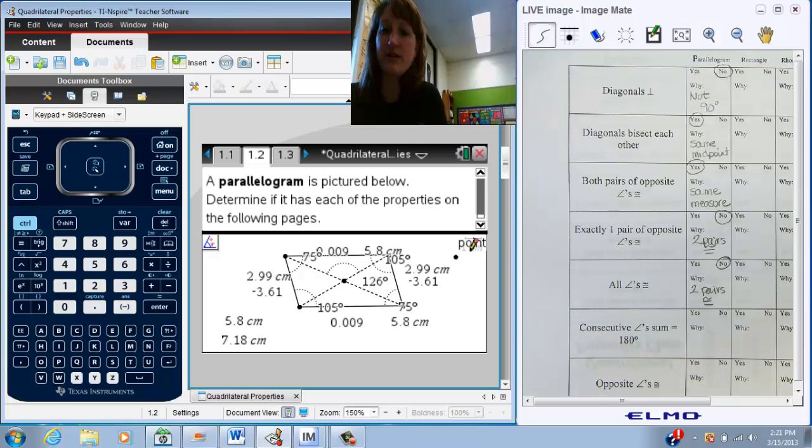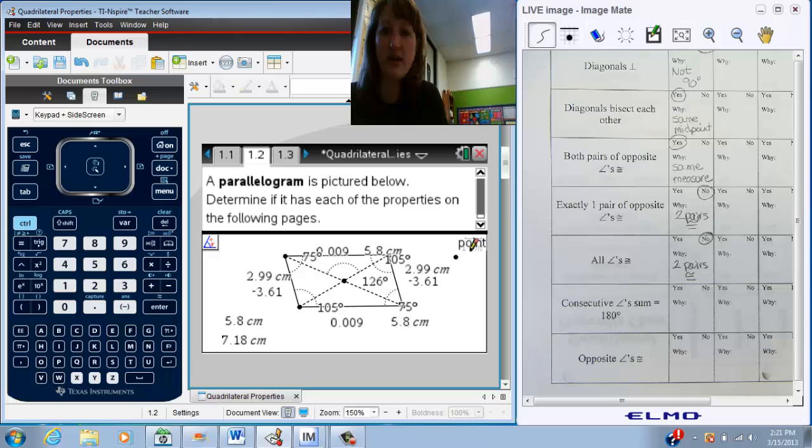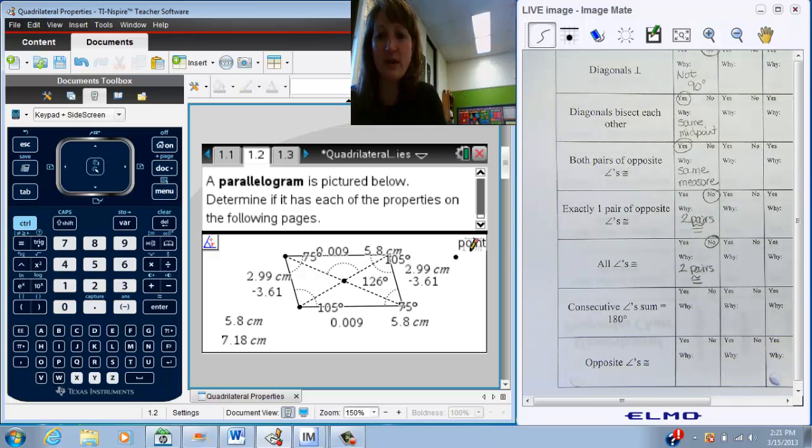The next one, do consecutive angles have a sum of 180 degrees? Now, consecutive angles means that they're angles that are next to each other. So if you pick any two angles that are next to each other, not across from each other, but next to each other, do they add up to 180?